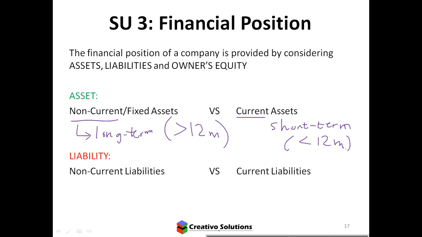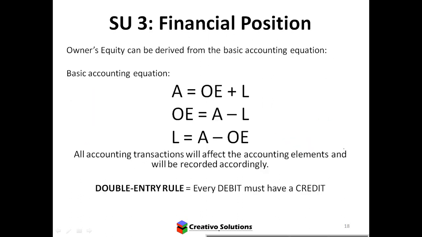And it only applies to these two. So I can have a non-current asset and I can have a current asset. I can't have long-term income and short-term income. Income is income. Okay, so this only applies to assets and liabilities. Right, you differentiate between long-term and short-term for assets and for liabilities.